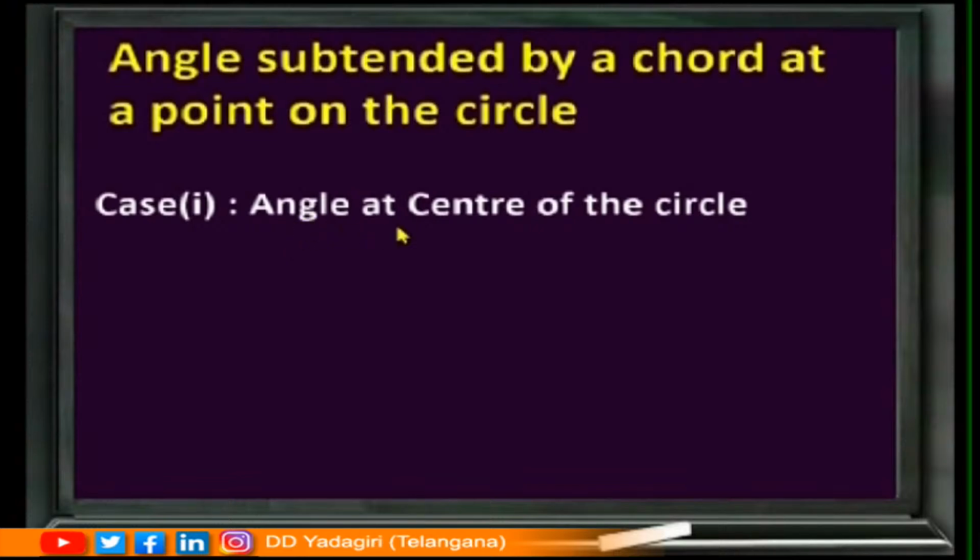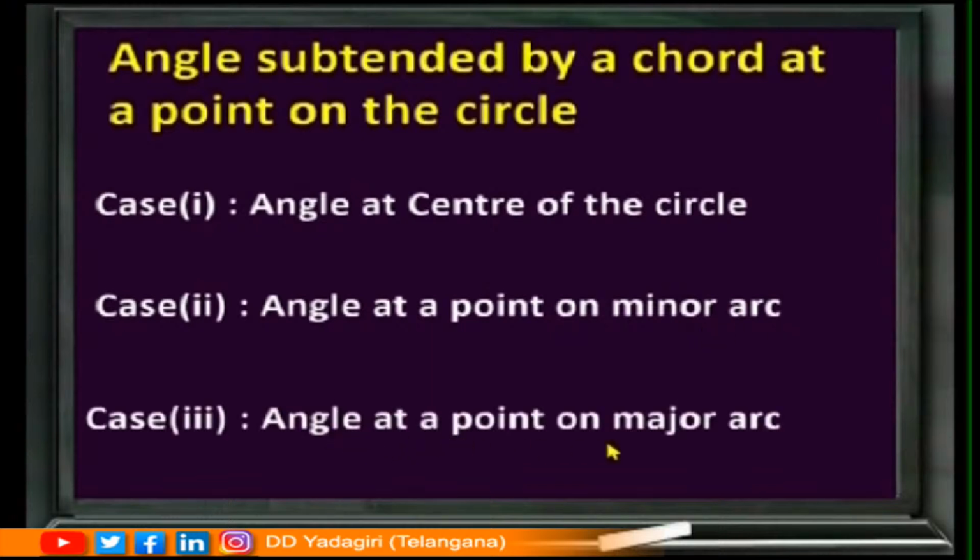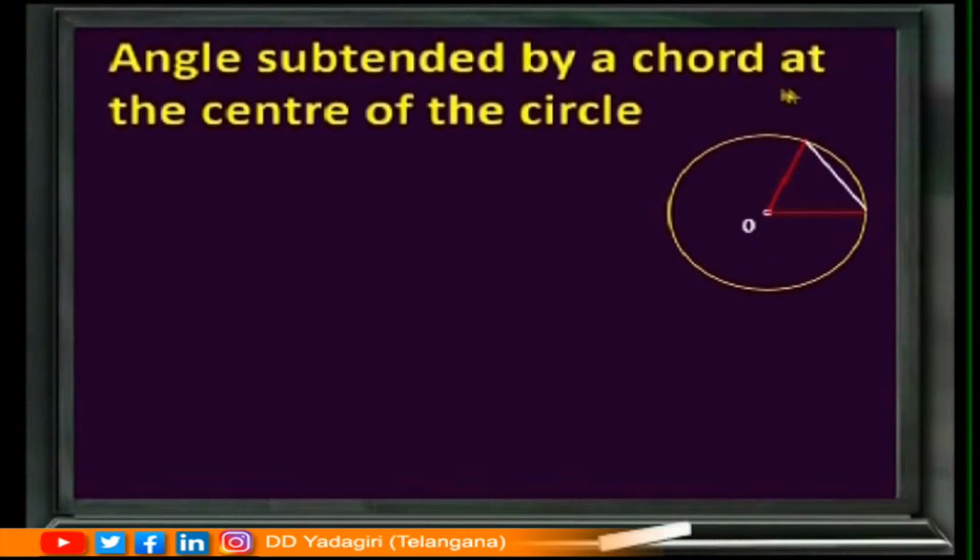First one is the angle at the center of the circle, second is the angle at a point on the minor arc, and third is the angle at a point on the major arc. Now, let us see each and every case.